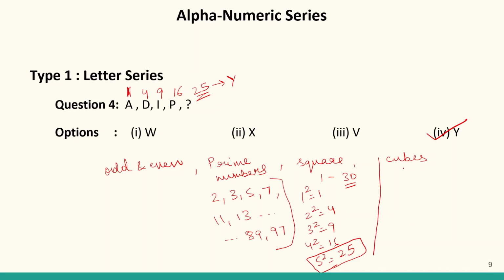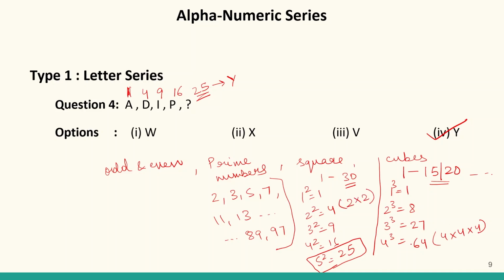Learn to remember cubes. So 1 till 15 or 20 or more if you can, but this much you should know. So 1 cube is 1, 2 cube is 8, 3 cube is 27, 4 cube is 64. How do we denote cubes? 4 into 4 into 4. This is cube. How do we denote square? Square 2 into 2. This is squaring, right? Similarly, 5 cube, 5 into 5 into 5, 125. So this you have to remember up till 15 and 20.